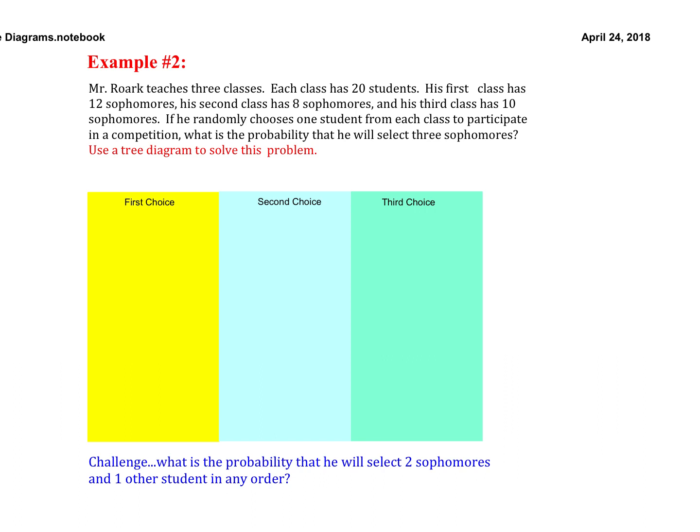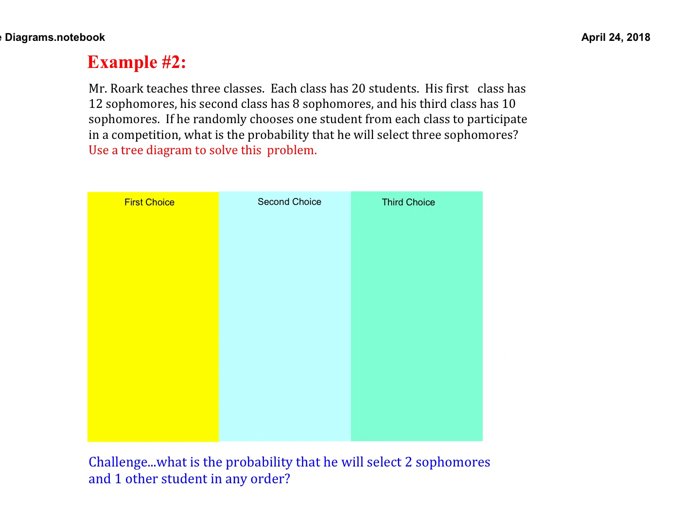Okay, this one is gonna be really intense. I'm gonna just ask you to draw the lines with me. We're not gonna label every line, it gets too complicated. She teaches 3 classes. Look, first choice, second choice, third choice. Each class has 20 students. Her first class has 12 sophomores. Second class has 8 sophomores. Third class has 10 sophomores. If he randomly chooses a person from each class, what's the probability he will select 3 sophomores?